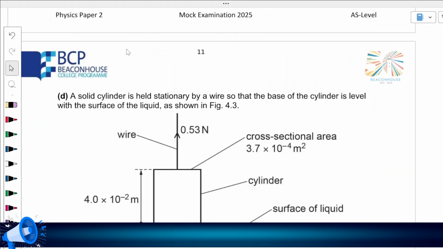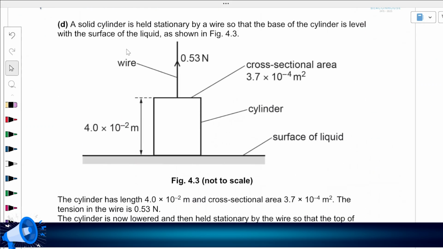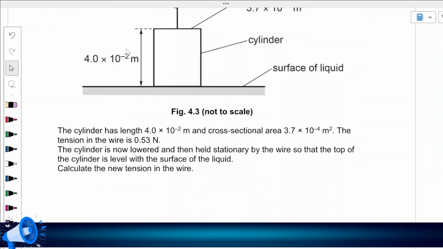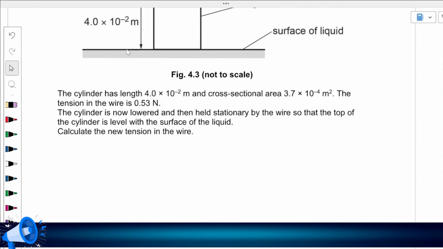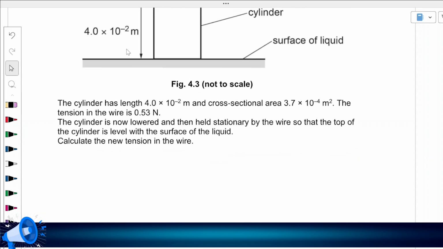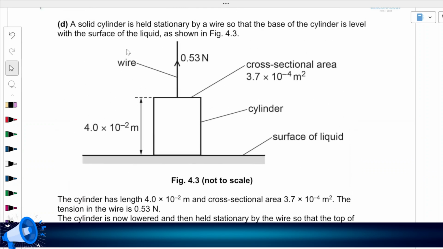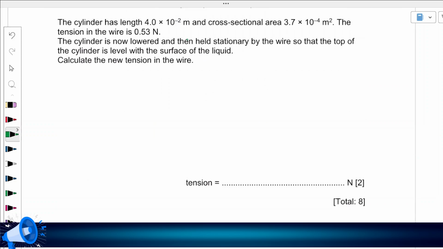Okay, let's move on to the next one. The diagram looks scary, but the question is not. Let me be very honest. The question is for 2 marks. You need to find the new tension in the wire. What is the tension in the wire right now? The tension in the wire is 0.53. So the situation is, let me tell you the situation first. So this is a situation.